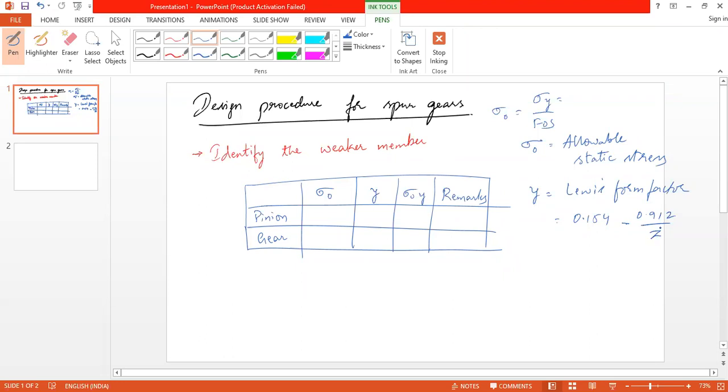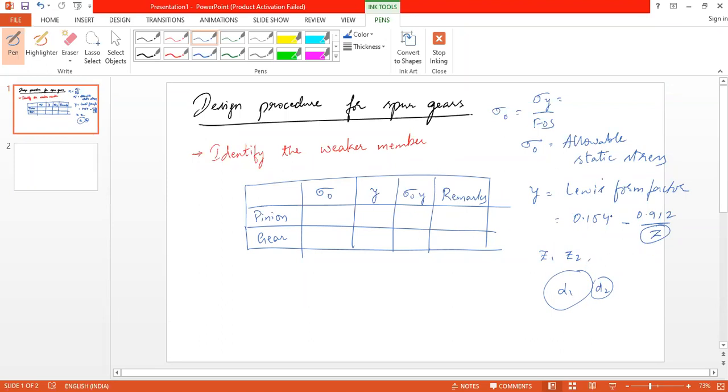Here, to find the value of y, I need the value of z. In some cases, in the question you may get the values of z1 and z2. Sometimes you may not have them. In that case, based on the diameters of the gears, d1 and d2, you need to find the values of z1 and z2.